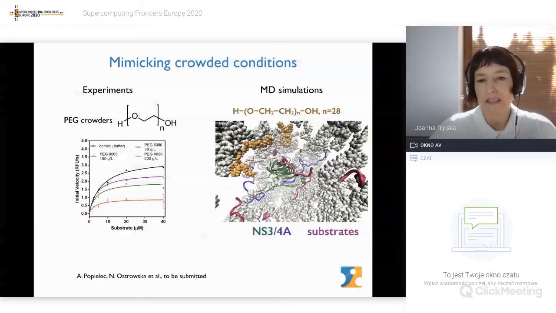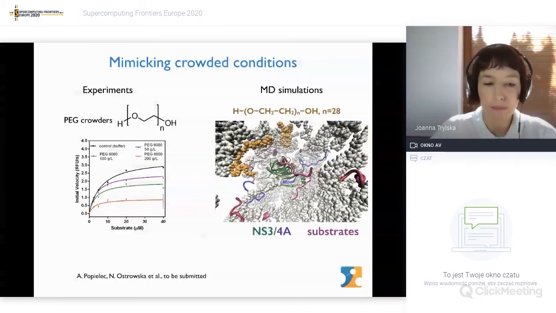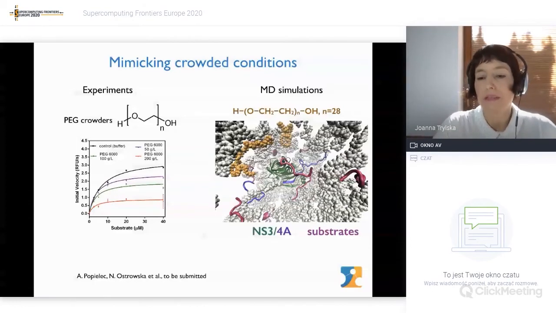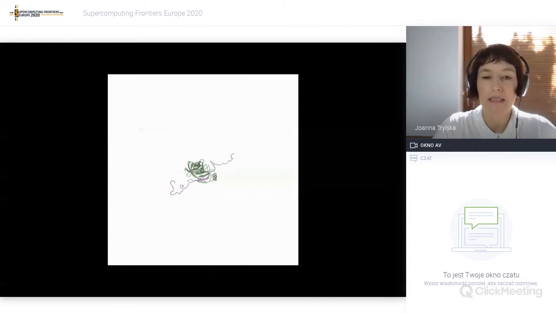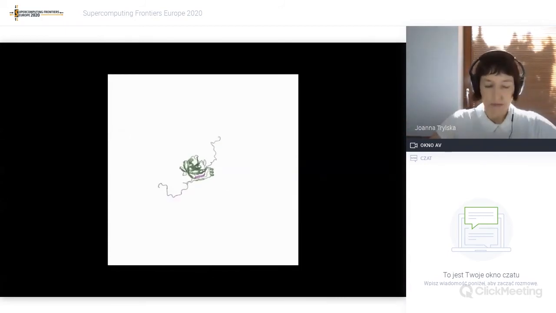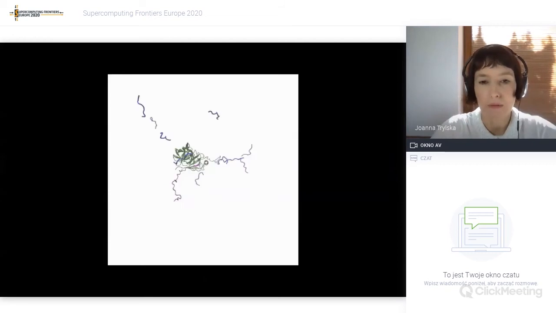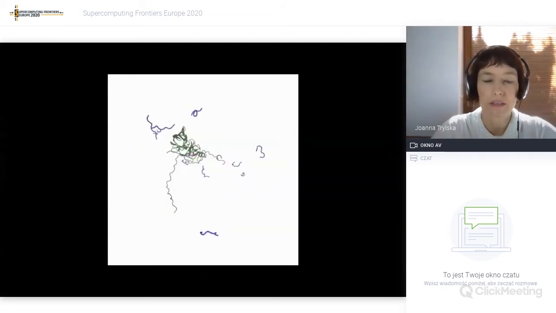But this is where Natalia came in, and she performed the simulations of this protease in the presence of substrate, and also in the presence of these PEG molecules as well as water molecules. And this system was on the size of roughly, I think, 250,000 atoms. So we ran these simulations for about 500 nanoseconds many times, and I will show you the movie how it looks, if you can see it, if not just the last frame probably.